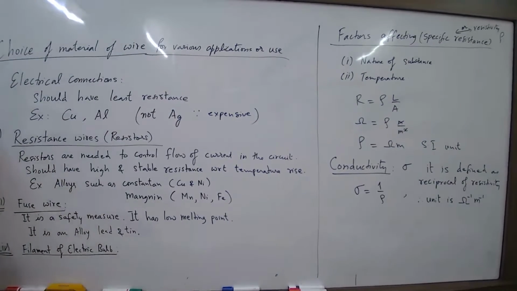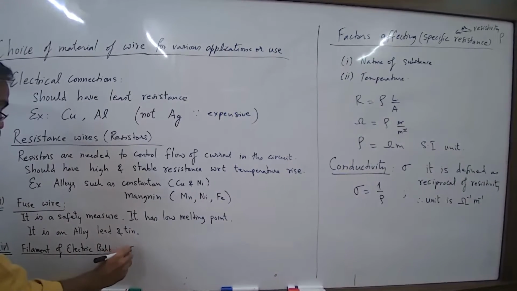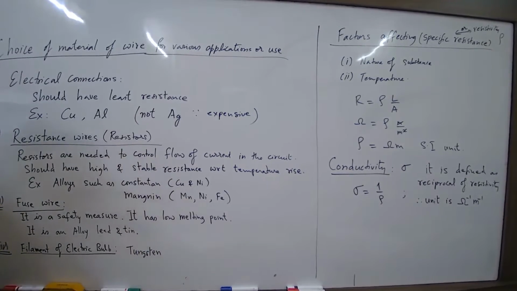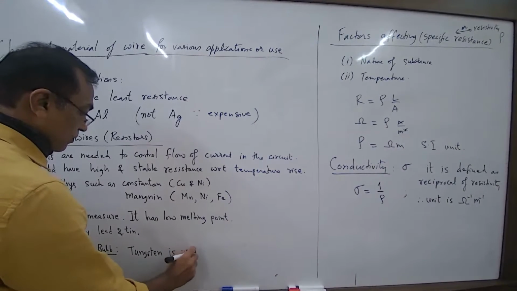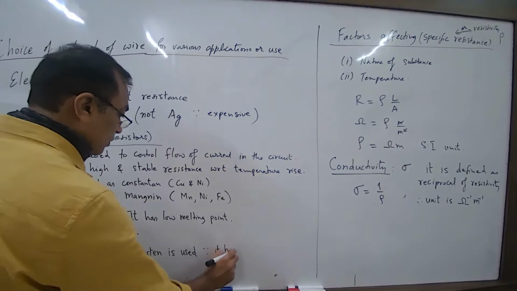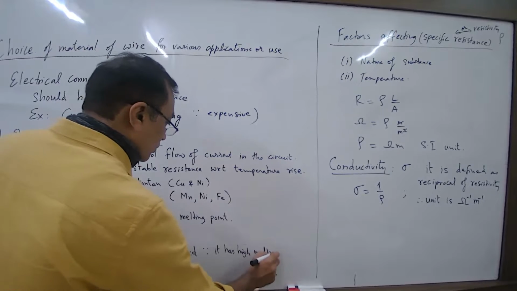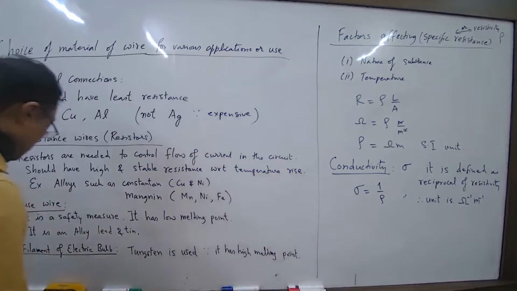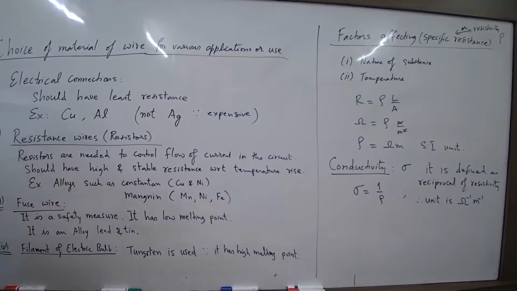So for the filament of an electric bulb, what do we use? Tungsten. Why tungsten? Because it has a very high melting point. It is used since it has a high melting point. Okay. Next is, what is the last application?